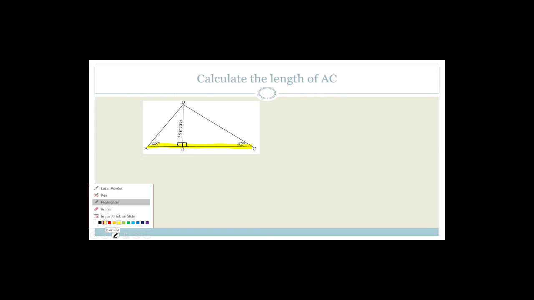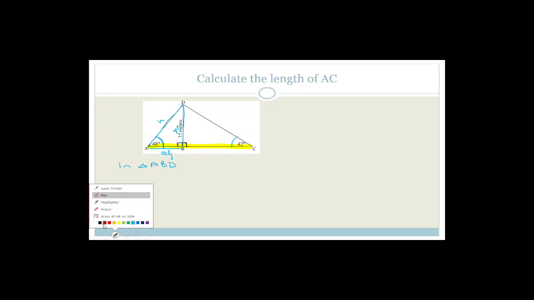And then let's talk about what we have and what we need. We have, let's just change the pen, and go back to the blue. Do you agree that we've got this length here, we've got that angle here, and we've got that angle here? So if we just look at triangle ABD first, if we look at this angle 48 degrees, do you agree this would be the opposite side? This would be the hypotenuse, and AB would be the adjacent side, okay?